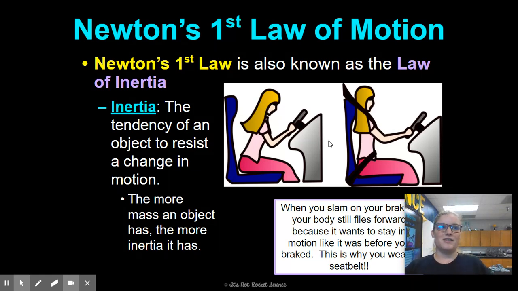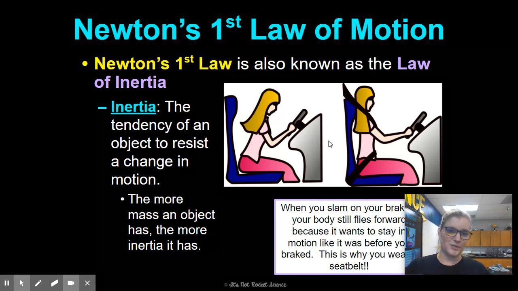You can kind of think of this almost like Indiana Jones when he's running away from the big boulder. You can't just stop that big boulder easily. It's going to keep going and rolling down the hill. But if it was a little tiny rock, sure, we have enough energy to be able to stop that.